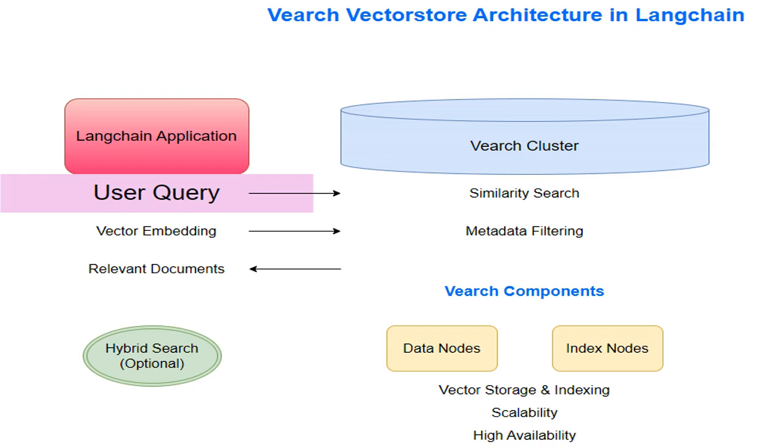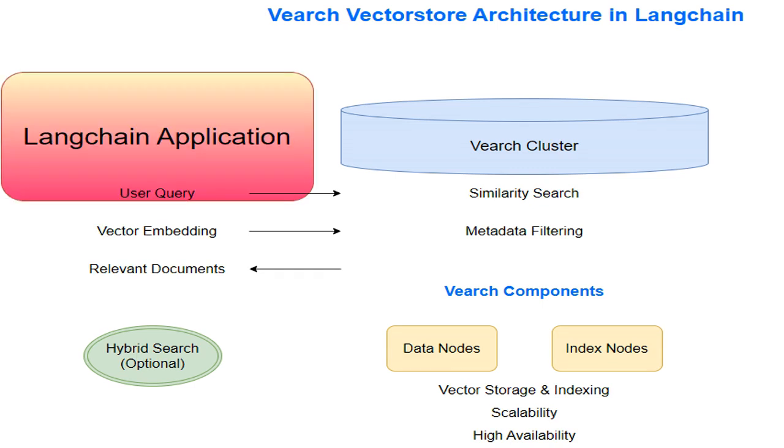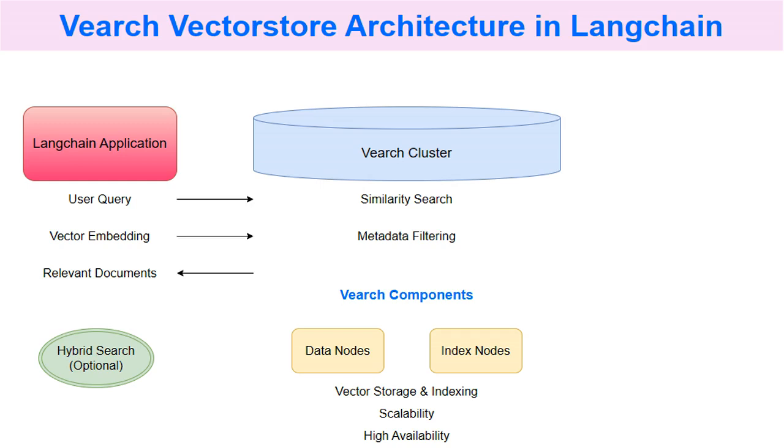This is the input from the user, which could be a question, a search term, or even another vector. This query is then converted into a vector embedding to find similar vectors in the vector store. This refers to the broader application built using Langchain, where Vearch serves as the vector store to manage and search embeddings. This describes how Vearch is set up and functions as a vector store specifically within the Langchain framework, highlighting its distributed nature and key capabilities.